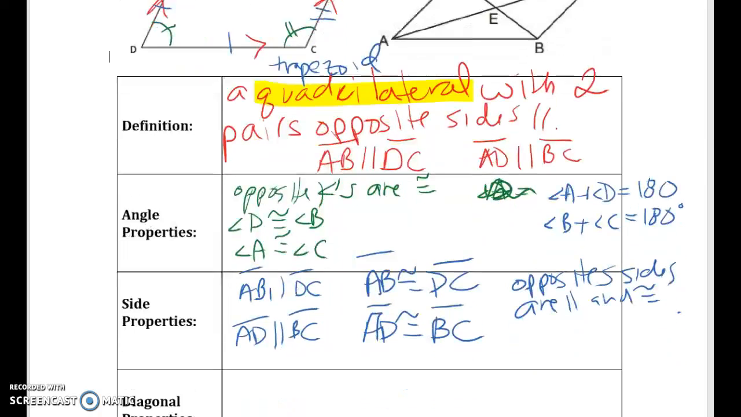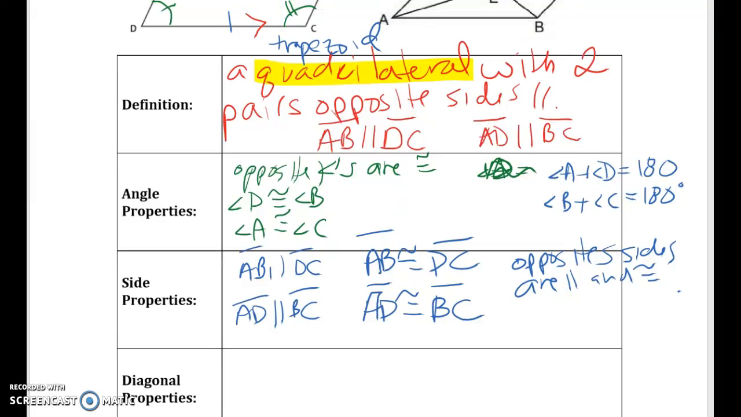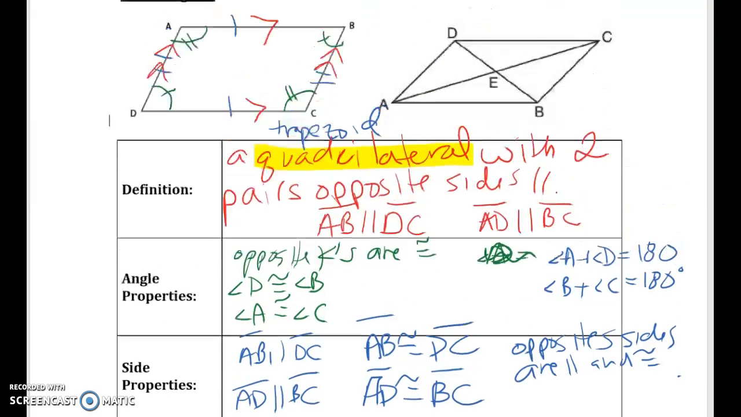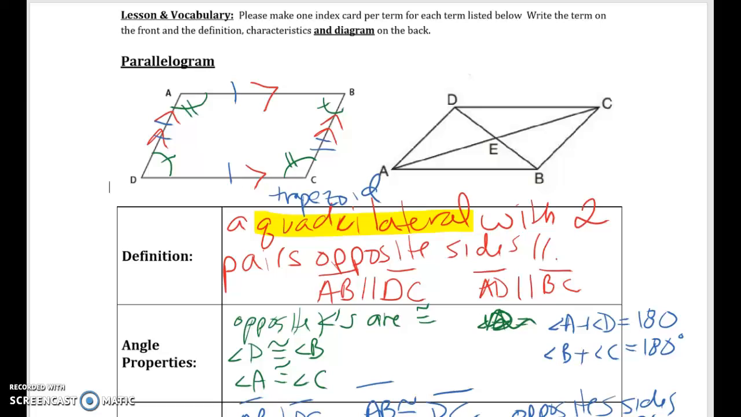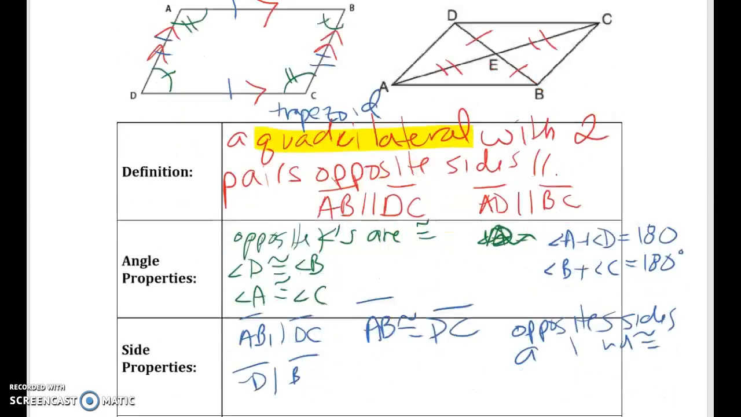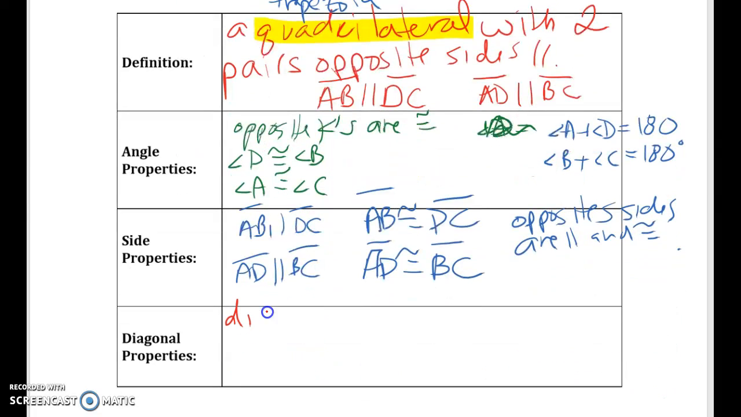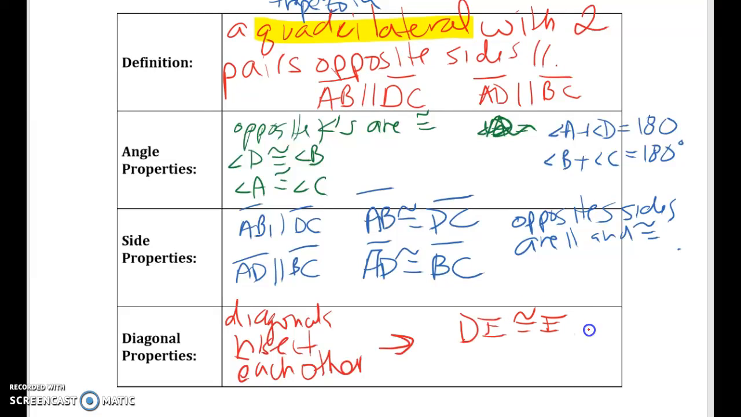Okay, so that's it for angles and sides. The only other thing we need to discuss as a property of all parallelograms are the diagonals. And what's important about the diagonals is that they bisect each other. So AE is congruent to EC and DE is congruent to BE. So diagonals bisect each other, meaning DE congruent to EB and AE congruent to EC.